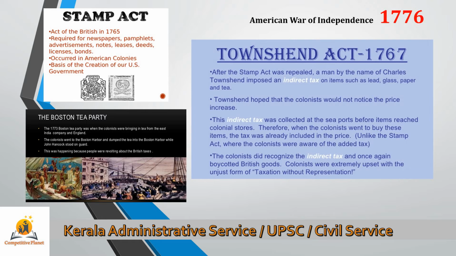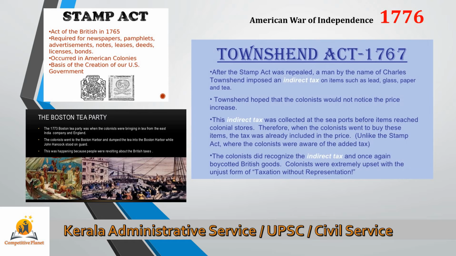After the Stamp Act was repealed, a man named Charles Townshend imposed an indirect tax on items such as lead, glass, paper, and tea. These are import taxes on the things imported from Britain, and the Americans had to pay the indirect tax on lead, glass, paper, and tea. This was imposed by Charles Townshend.